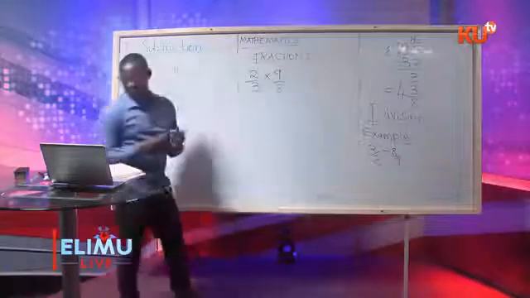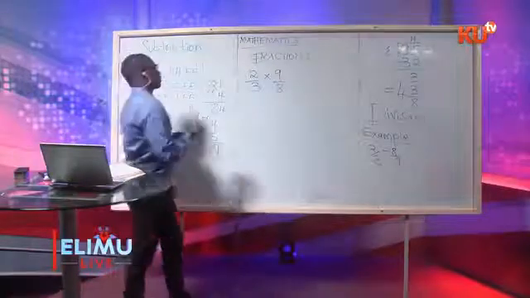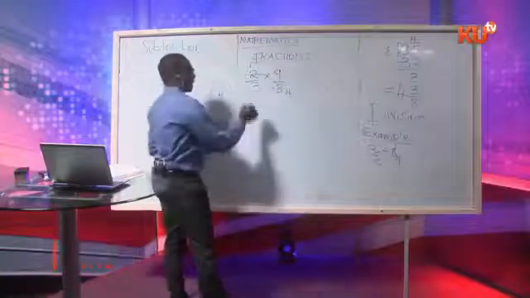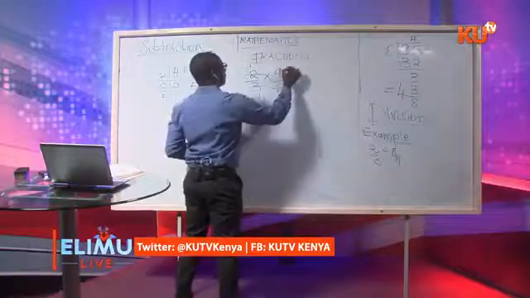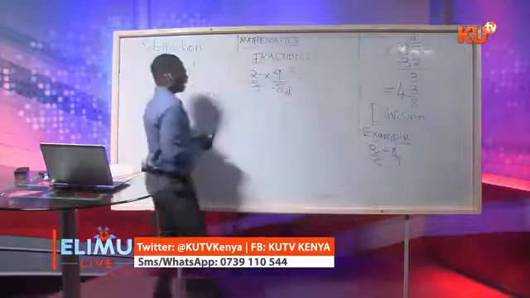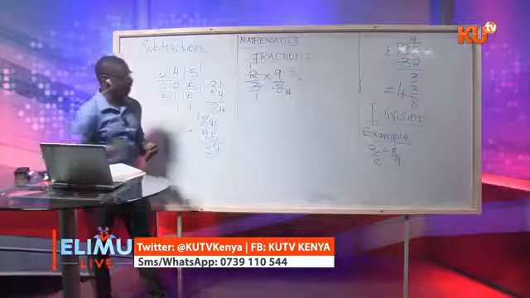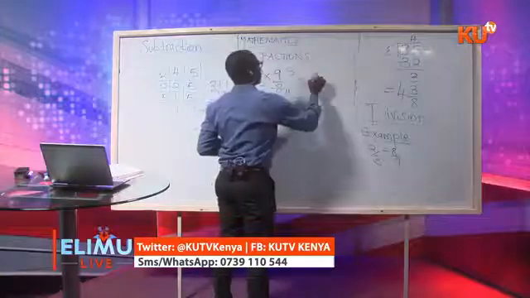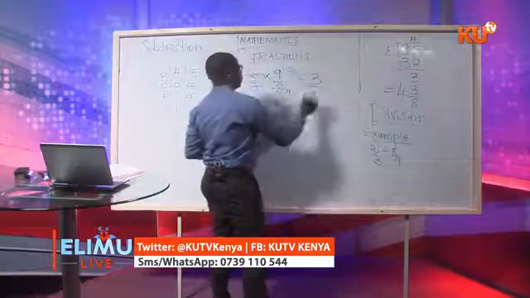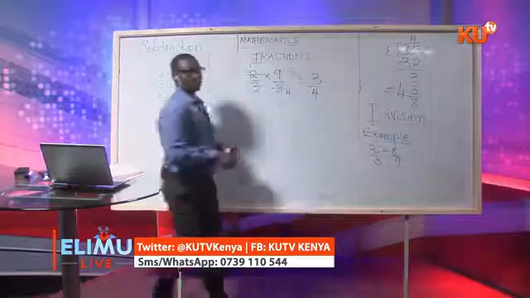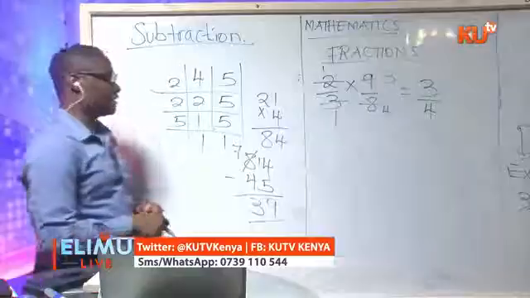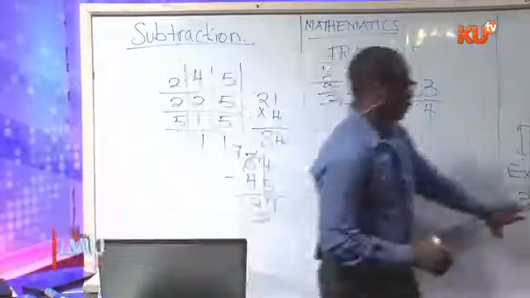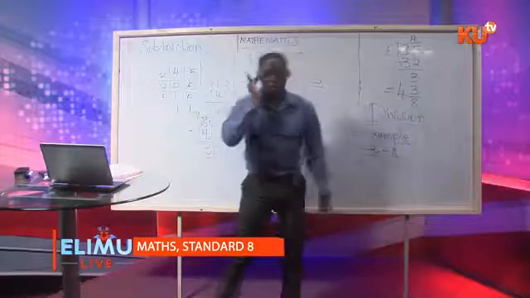Then we see if there's something we can simplify. 2 and 8 simplify to 1 and 4. 3 and 9 simplify to 1 and 3. Therefore, our answer is 1 times 3 to get 3, and 1 times 4 to get 4. So your answer is 3 over 4. This is what happens when you are dividing fractions.